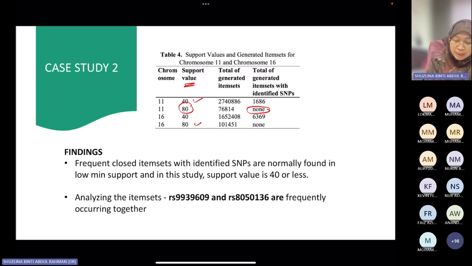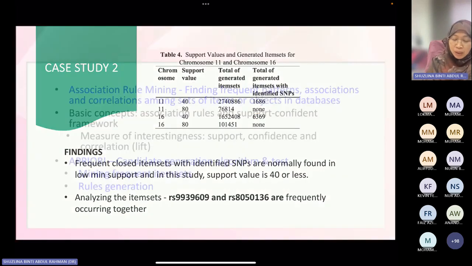So what we found here when we analyzed the item set is that these are the two genotypes that frequently occur together. That could be interesting to the scientists that work on the diabetic type 2 disease.